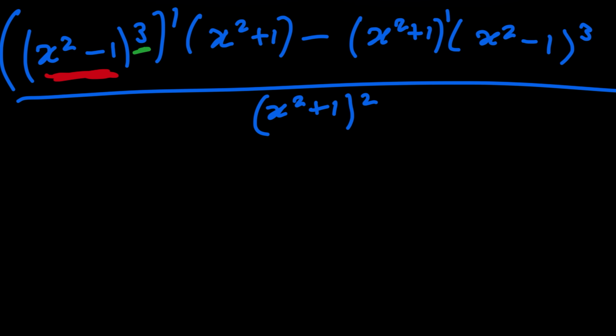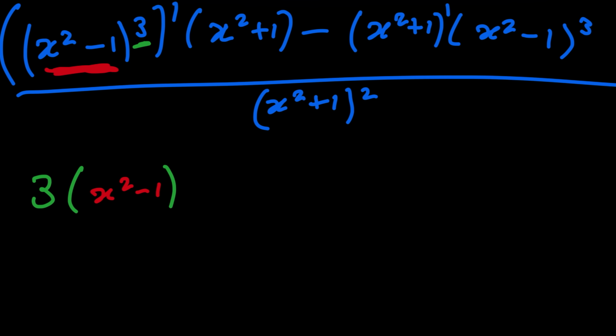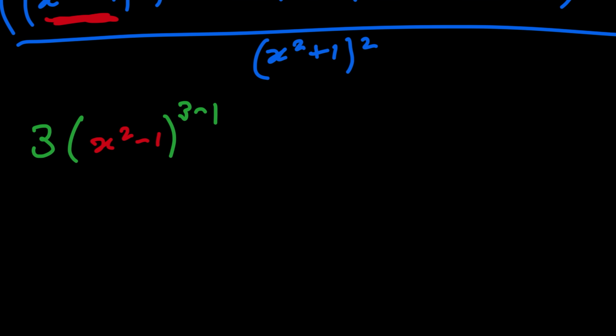So what we need to do first is we need to take the derivative of the outer function. So we get 3 times, and then we leave the inner function inside. So that's x squared minus 1. And then we do, so this is just simple power rule. So it's just 3 minus 1. And then we want to multiply this by the derivative of the inner function.